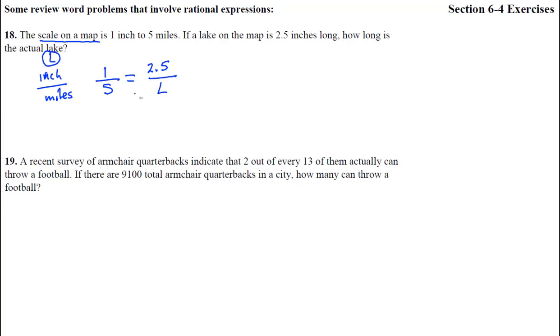So we look and see what the common denominator is, and it's 5L. So let's times by 5L. And the 5 cancels on this side, the L cancels on this side, and we get 1L equals 2.5 times 5, which is 12.5. And it will be the length of the actual lake in miles. So 12.5 miles is the answer on that one.